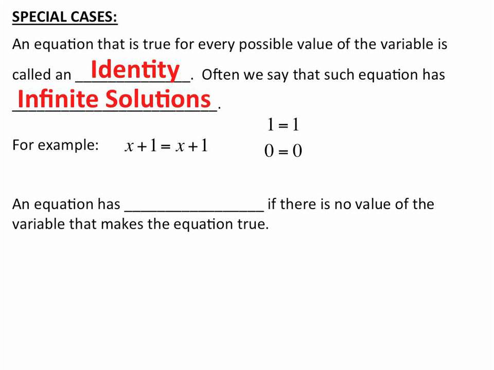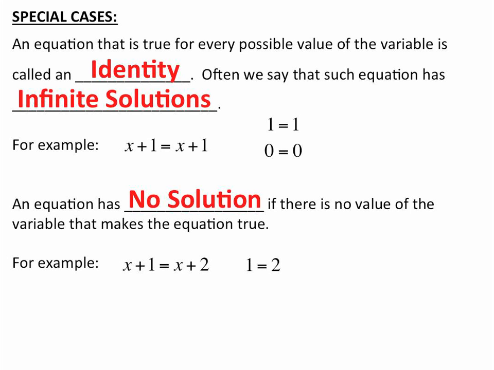All right. An equation has no solution if there is no value of the variable that makes the equation true. For instance, x plus 1 equals x plus 2. There's no number you could put in for x so that the left and the right are the same. Or an equation like 1 is equal to 2. Well, 1 doesn't equal 2, and it never will. So that's a no solution kind of problem. Or 0 equals 1. Well, that's a no solution.